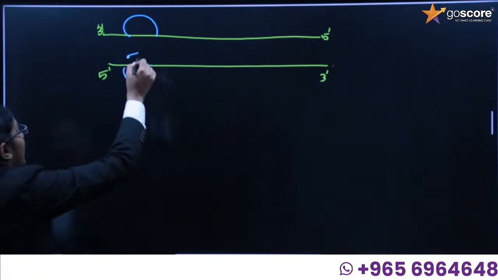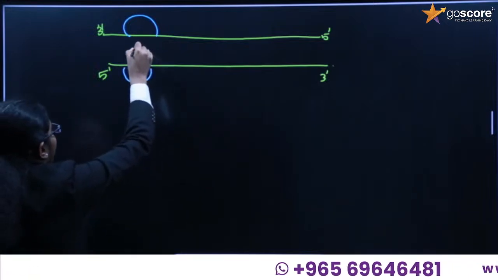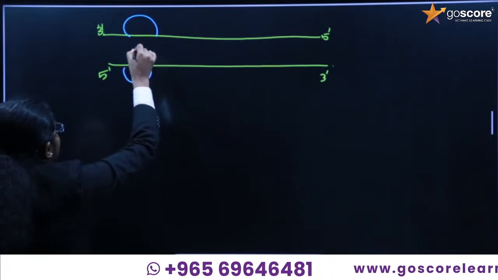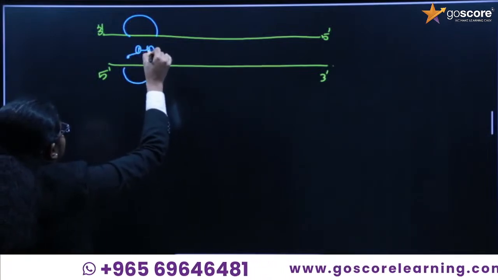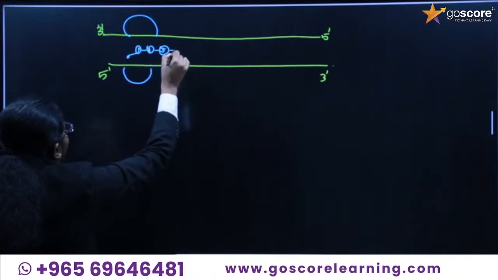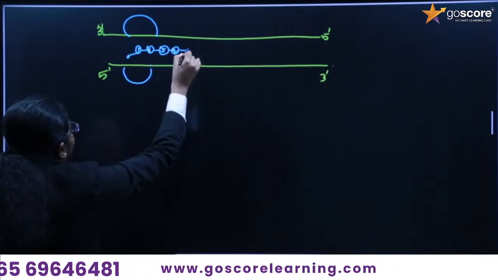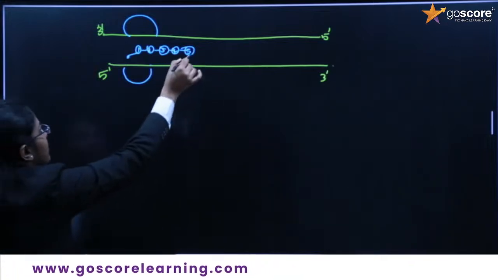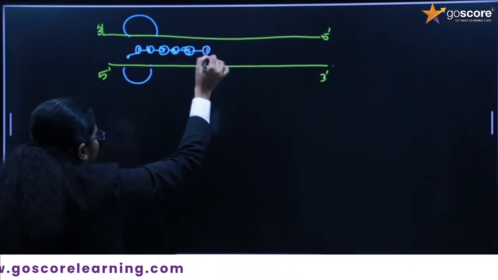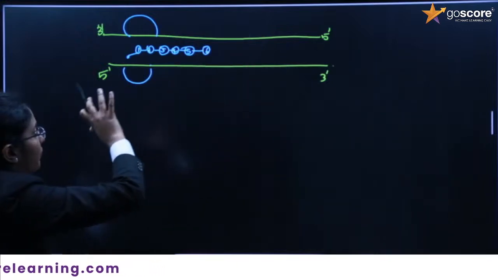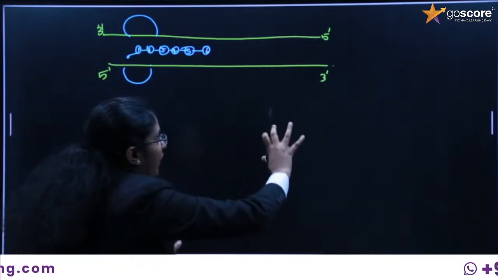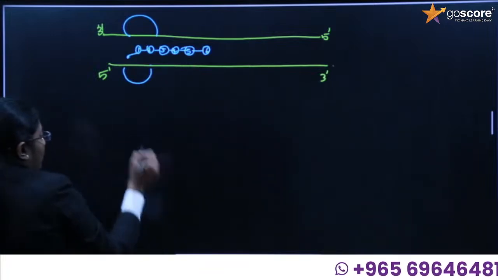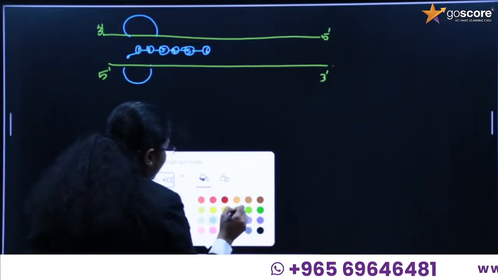What happens here? They will add the first nucleotide here. They'll start adding the first nucleotide here, the second nucleotide here, the third nucleotide here, the fourth nucleotide here, the fifth nucleotide here. Okay, and the bond will be formed. Then it will add the sixth nucleotide here. When the polymerase enzyme is moving, the nucleotide is also formed.